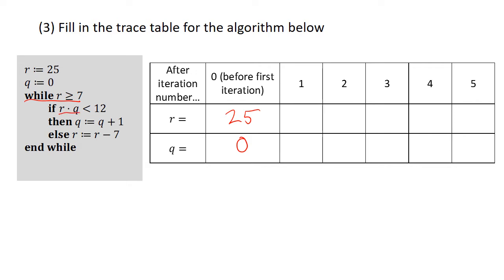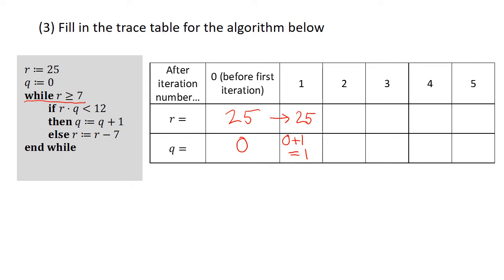Now we check the if condition. Is R times Q less than 12? Currently R times Q is 0, so yes, that is less than 12, so we will do the then line. Q is going to be redefined to be Q plus 1. So this is going to become 0 plus 1, which is 1. And then nothing happens to R, so R will just get copied over. That's the end of the first iteration, so we check the loop again.